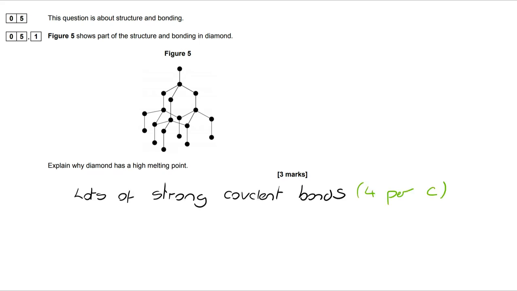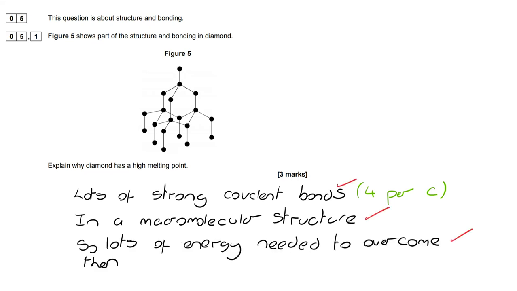First of all, it's worth considering there are lots of strong covalent bonds. You could actually be more specific. Each carbon is bonded to 4 other carbons with covalent bonds. Now, it's also important to say that it's a macromolecular, a giant covalent structure. And therefore, lots of energy is needed to overcome those bonds. So there's your 3 marks. You don't actually need to write down a huge amount to get there.